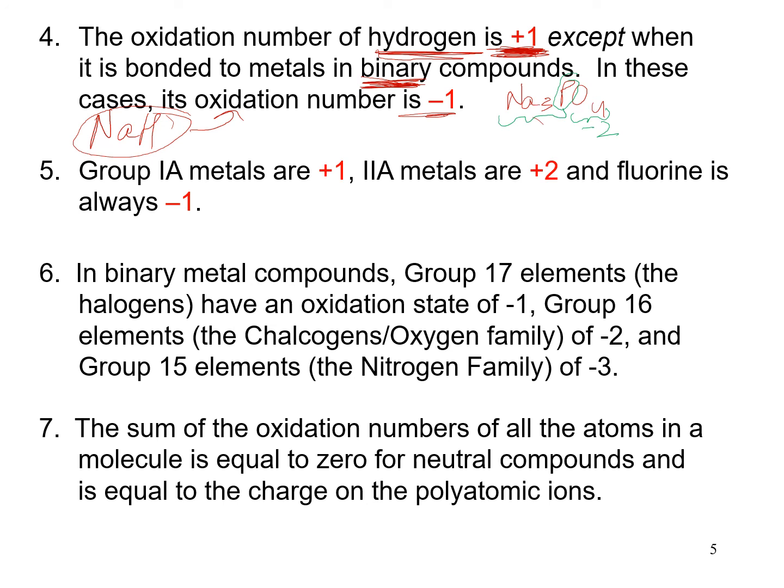Let me just go to rule number 6 as well. Rule number 6 states in binary metal compounds group 17 elements, which is the halogens, have an oxidation number of -1. Group 16, which is oxygen and the chalcogen family, is -2. Group 15 elements, which is the nitrogen family, is always -3. So this is giving you the oxidation numbers if your element belongs to this.